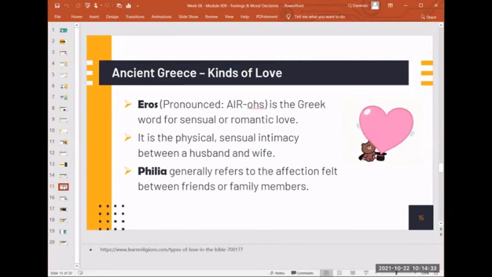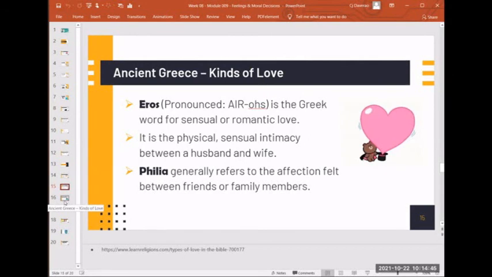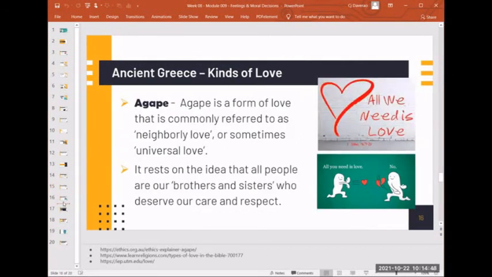That's wrong. Philia, on the other hand, generally refers to the affections felt between friends or family members. So these are the common loves that we feel for our siblings, mother, and our brothers and sisters. The third one is agape love. Agape is a form of love that is commonly referred to as neighborly love, or sometimes universal love. It rests on the idea that all people are our brothers and sisters who deserve our care and respect. So agape love is the universal love, also termed as neighborly love.